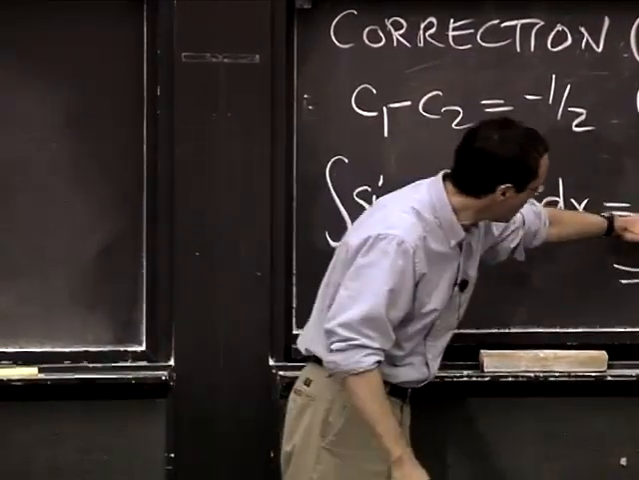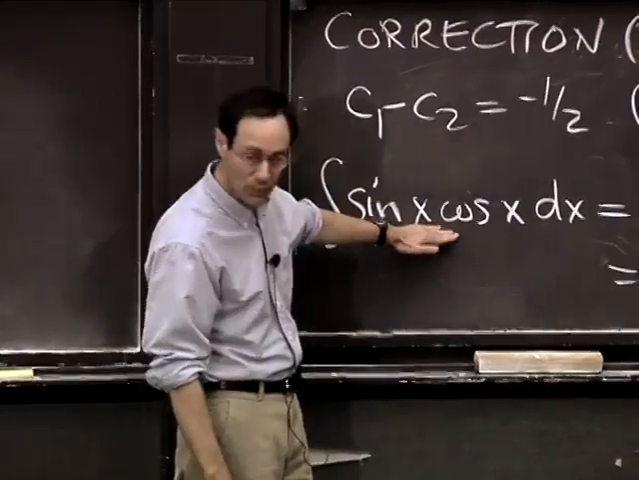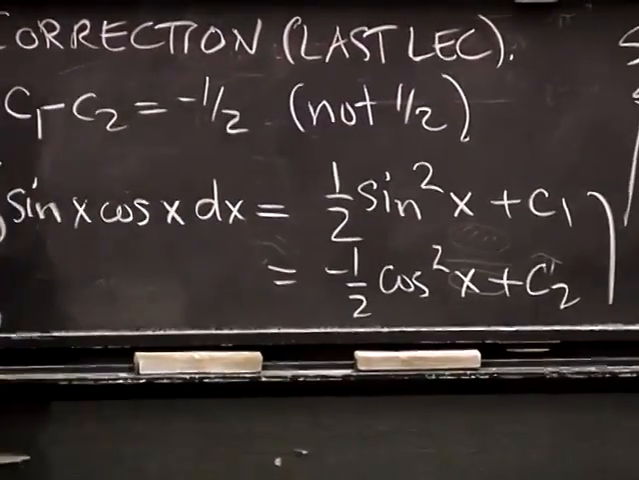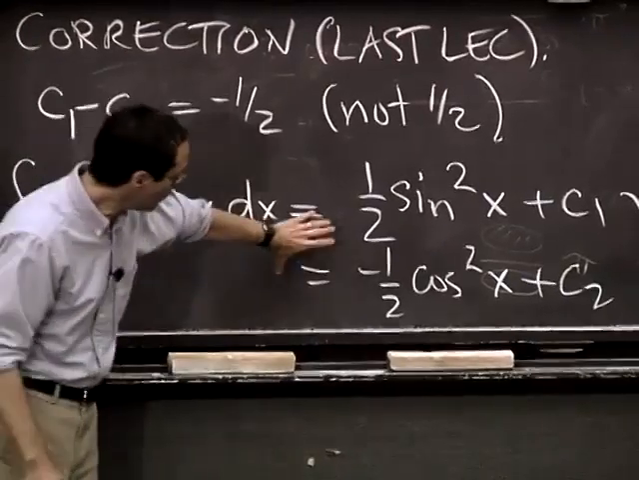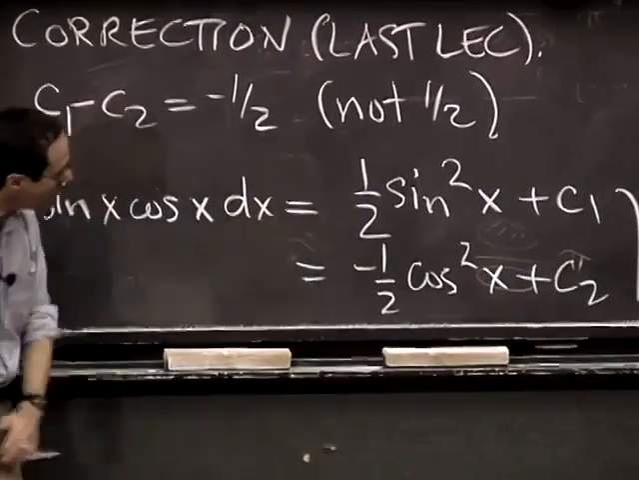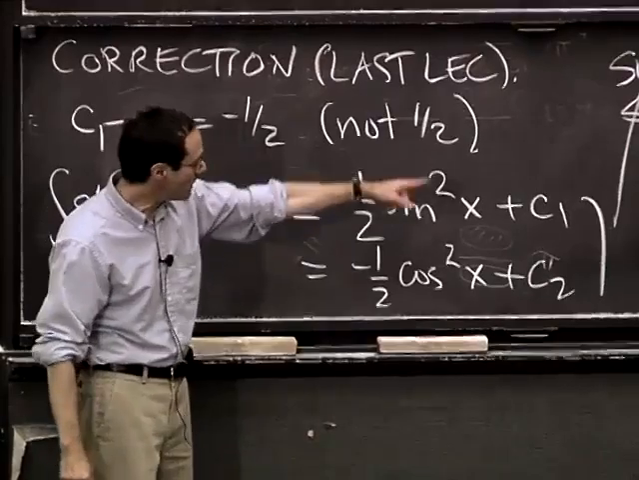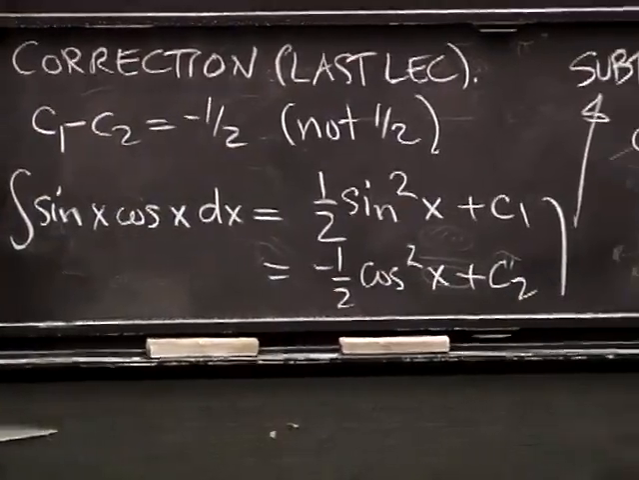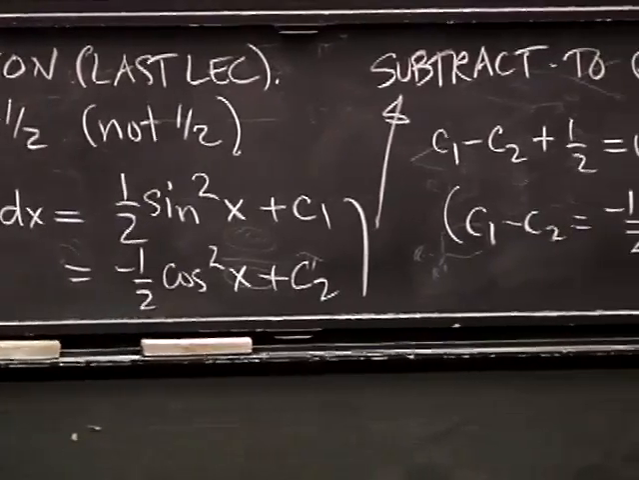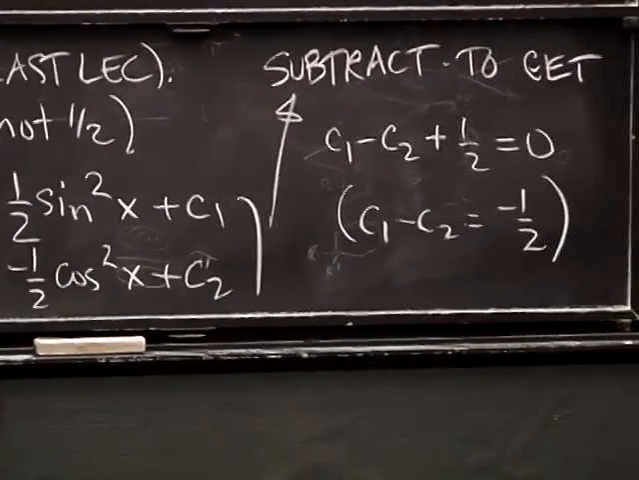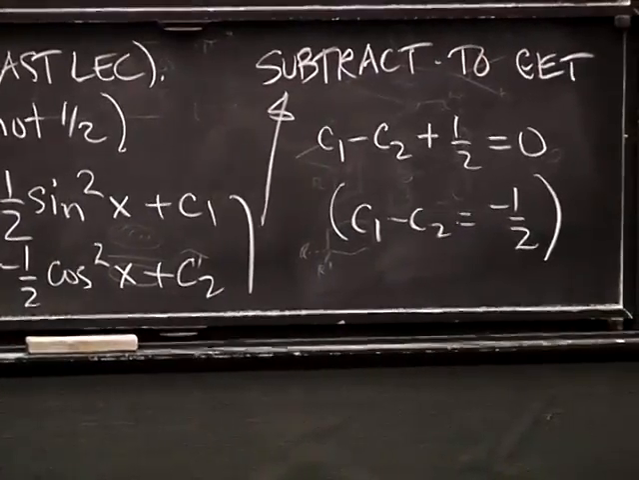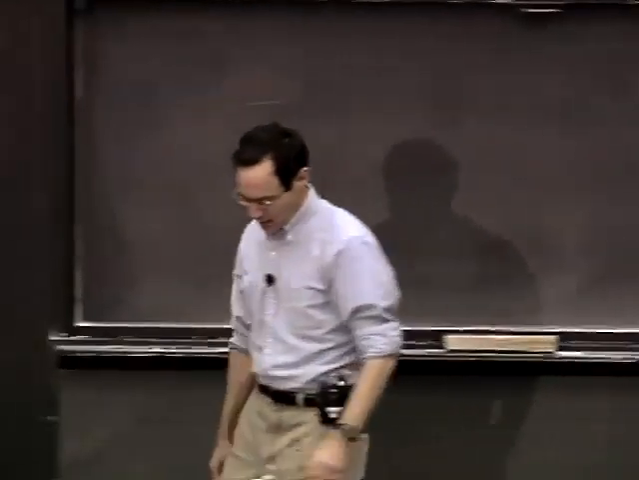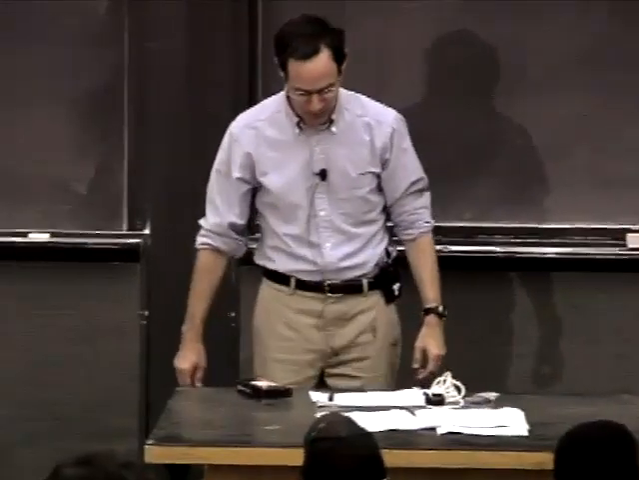If you go through the calculation that we did with the antiderivative of sine x cosine x, we get these two possible answers. And if they're to be equal, then if we just subtract them, you get C1 minus C2 plus a half is equal to 0. So C1 minus C2 is equal to a half. All right. So those are all of the corrections. Again, everything here will be on the web, but just wanted to make it all clear to you.